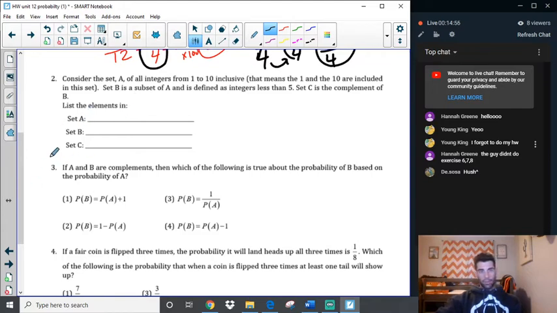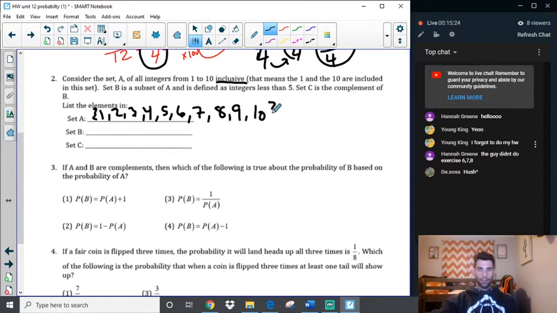All right, next one. Consider the set A of all integers 1 to 10 inclusive. That's a vocabulary word you want to get used to. That means you want to include those numbers. 1 to 10 means I want 1, I want 10. Set B, okay, so let's start with set A. They just said that the elements are 1, 2, 3, 4, 5, 6, 7, 8, 9, 10. And then they want set B. Set B is a subset of A, and it's assigned as the integers less than 5. So who is less than 5? 1, 2, 3, 4.